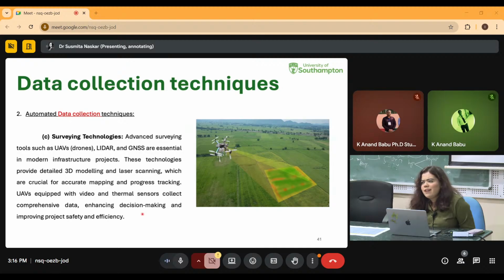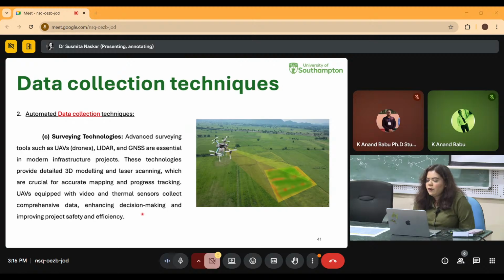There are a lot of advanced tools we use, and among those the most important and widely used ones are UAVs. We quite often use UAVs, the small aeroplanes, or drones, as well as LiDAR and GNSS, the satellites. They have become very essential for infrastructure monitoring. These technologies also help us with 3D modeling and laser scanning, right? They are very advanced when we talk about modeling data in 3D or laser scanning.